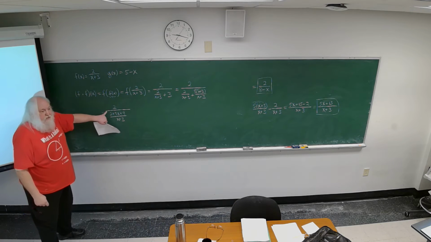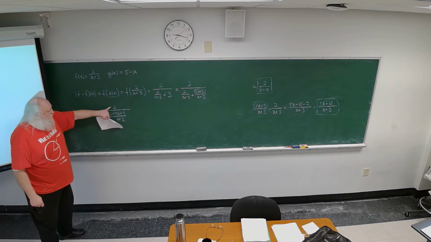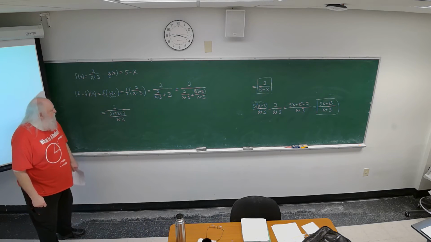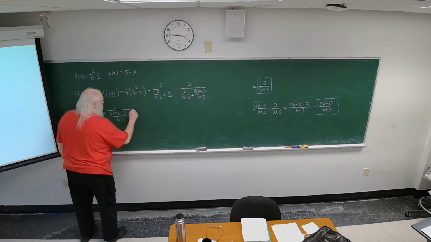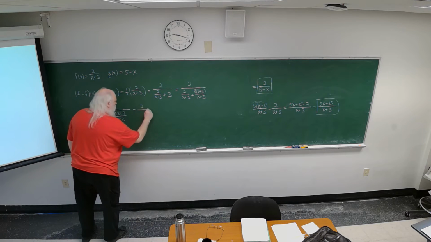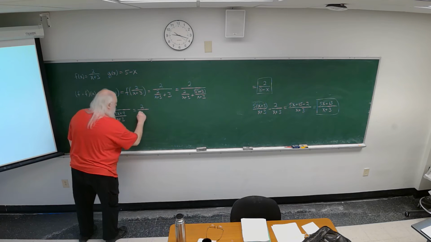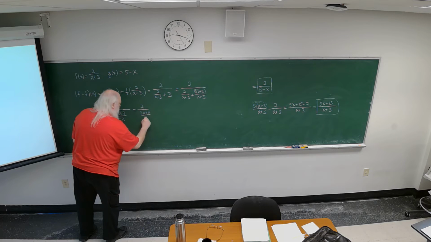This is the main fraction bar. So 2 is the main numerator. Then this quotient is in the main denominator. Two plus 9 is 11. So we have 3x plus 11 over x plus 3.